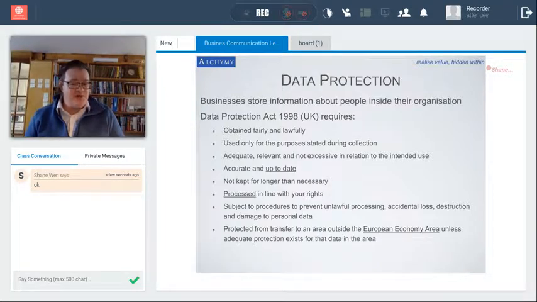It's also important in a business, even if it's a small business, to make sure that the information, the data stored and processed, is accurate and up to date, and therefore not kept for longer than necessary. Now, that is interesting, because if you think about how long we normally keep data, I've been in businesses where records are kept forever. I've been in other businesses where records are destroyed too soon.